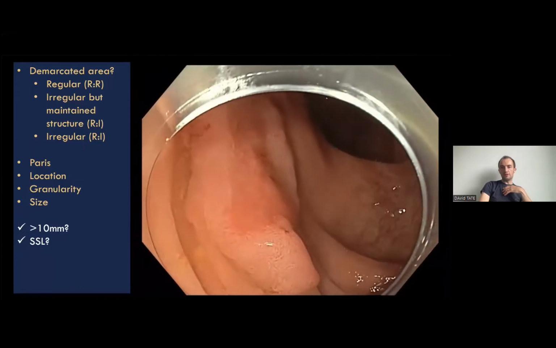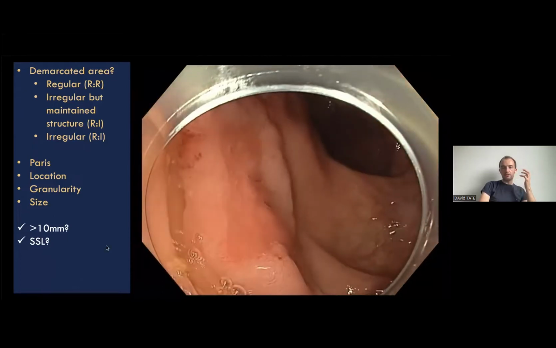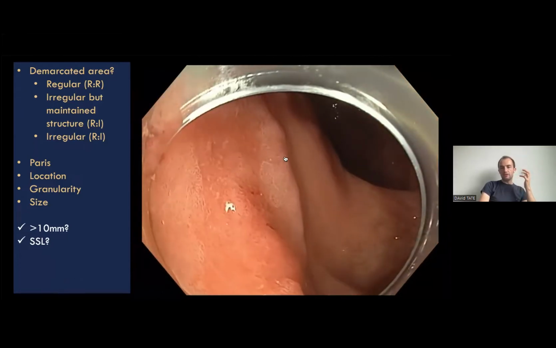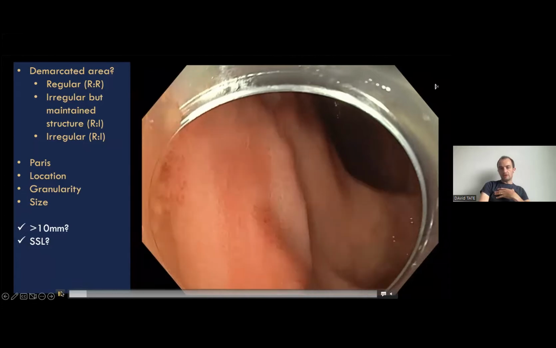You can see here a polyp, clearly a polyp. You can clearly see that there's something wrong with the center of the polyp. So this area here within this polyp is not the same as the area around the outside. So you might agree with me that we can call this a demarcated area, as in demarcated different from the rest. And so the question is, is this demarcated area regular? Is it irregular with some maintained structure, or is it totally irregular? So we go on to have a better look.